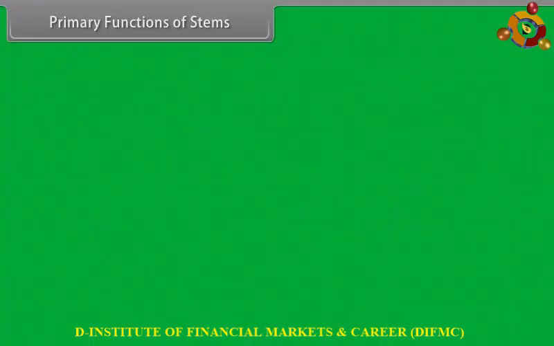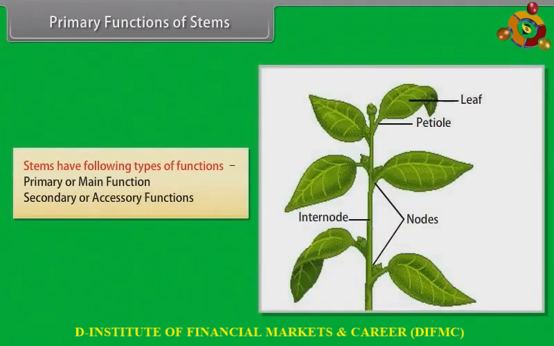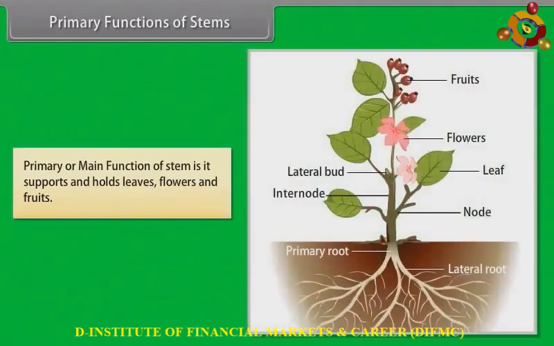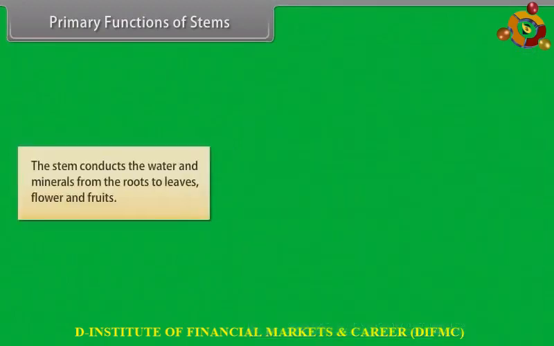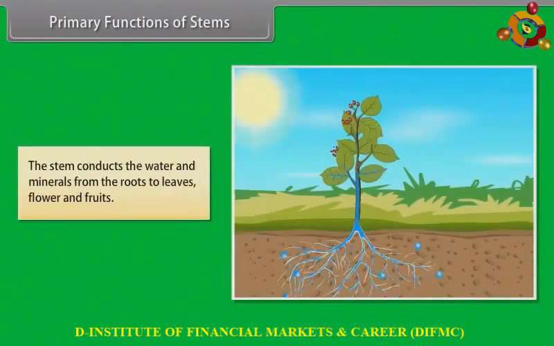Primary functions of stems. Stems have the following types of functions: primary or main function, and secondary or accessory functions. Primary or main function of stem: it supports and holds leaves, flowers, and fruits. The stem conducts water and minerals from the roots to leaves, flowers, and fruits.